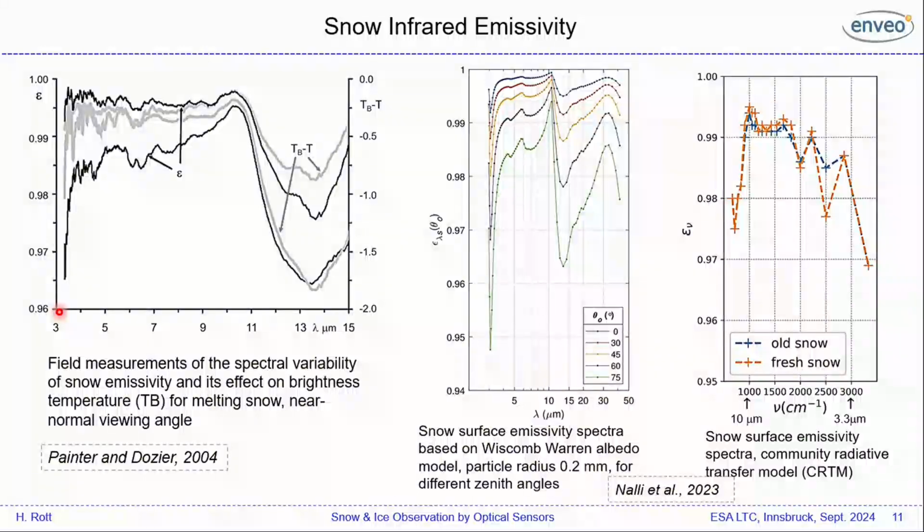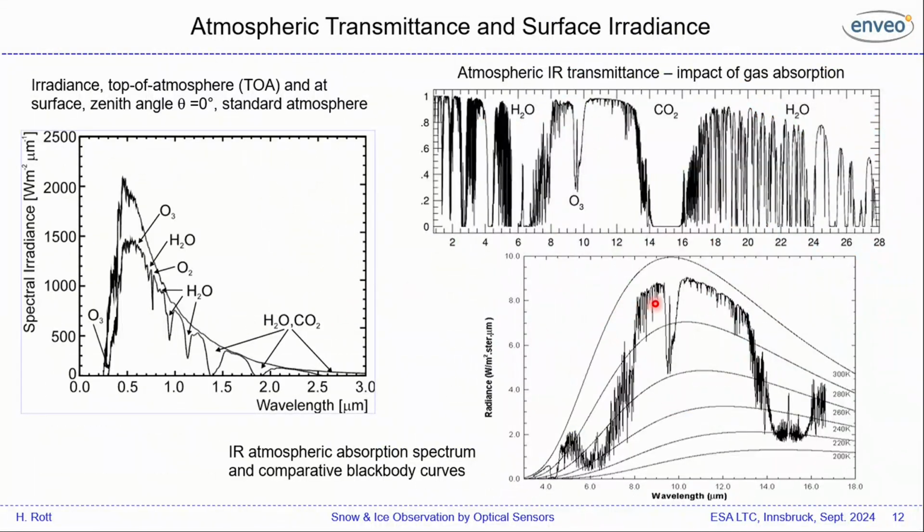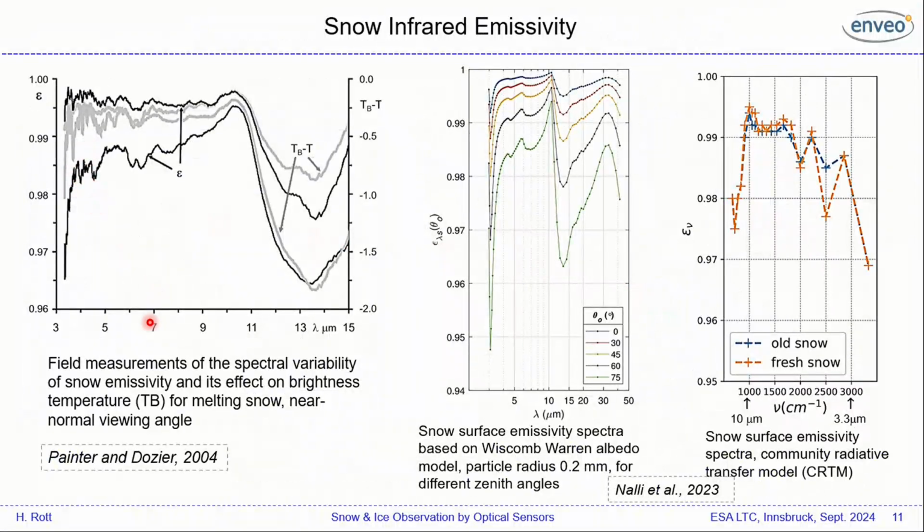This shows the emissivity between 1 and 15 micrometers. I just show the atmospheric window, where we do most temperature measurement, between 8.5 and 12 micrometers, with the absorption band of ozone, O3, in between. So it's mainly this range for temperature measurements on the surface, but also here it's not close to 1. And these are really measurements in this publication by Painter and Dozier.